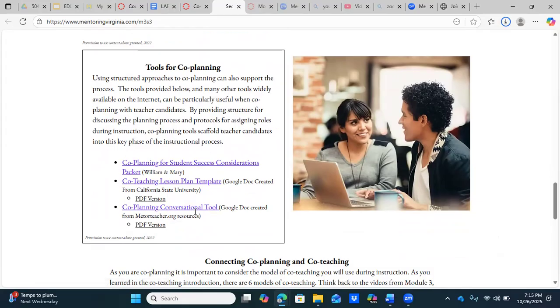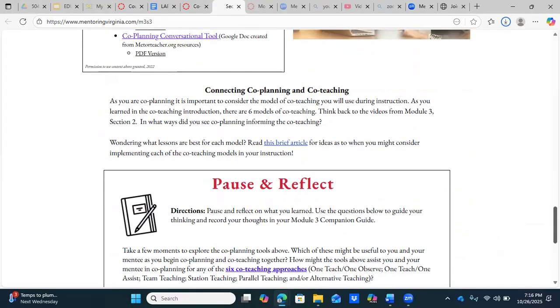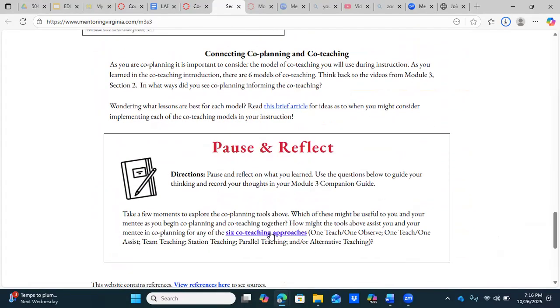We do have some co-planning pieces earlier on our Canvas platform in some of the earlier modules, so please feel free to go back and look at those. But these are also really great as well. And then the 6 co-teaching approaches are right here, and this link takes you there.